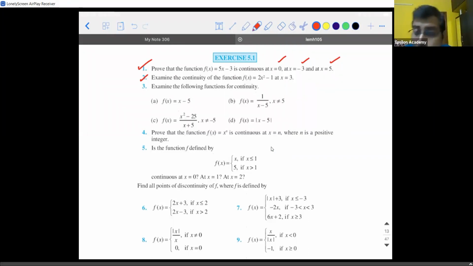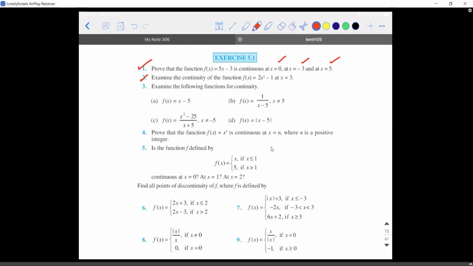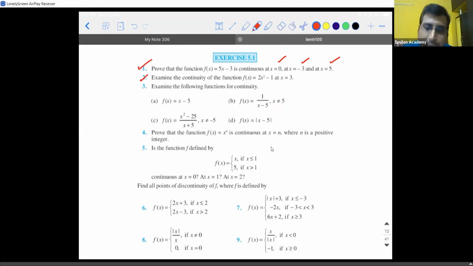And we know one more important thing from example number 14. All polynomial functions are continuous in the real number system. So at x is equal to 3, what will happen? It is continuous. Only thing is, from the exam point of view, you have to show the steps. But you already know the answer.